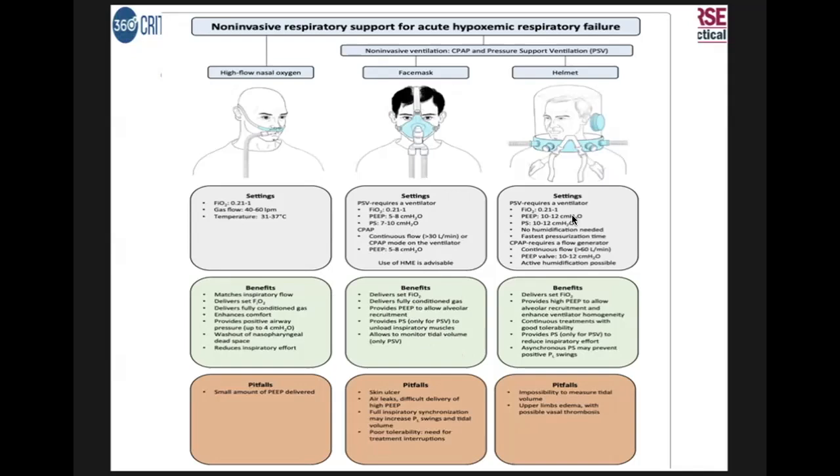Benefits: again, you are setting the FiO2, it again delivers fully conditioned gas, it provides PEEP to allow alveolar recruitment, and it also provides pressure support to unload the inspiratory muscles. It allows you to monitor the tidal volume in pressure support mode.